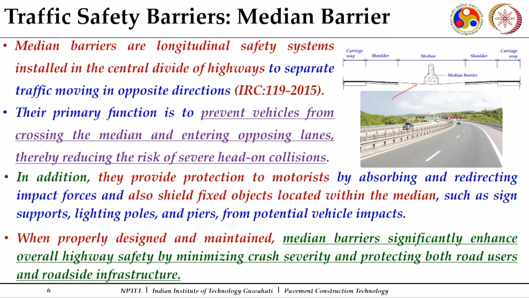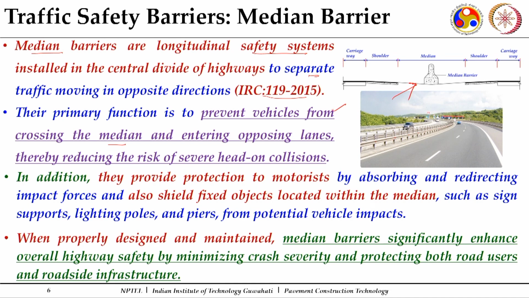Now, this is an example. Here we can see an example of a concrete median barrier. So, median barriers are longitudinal safety systems installed in the center of divided carriageways when we want to separate the traffic in the two directions, traffic moving in opposite directions, and as I mentioned, this has to be as per IRC 119. The important function served is that, if a vehicle goes out of control, this prevents it from crossing the median and entering the opposite lane. So, this should not happen.